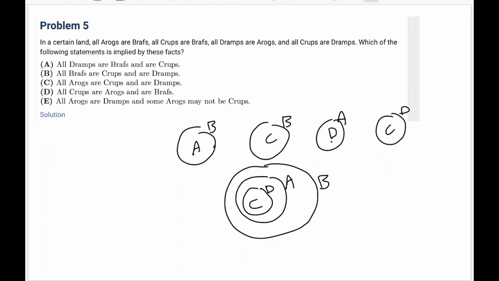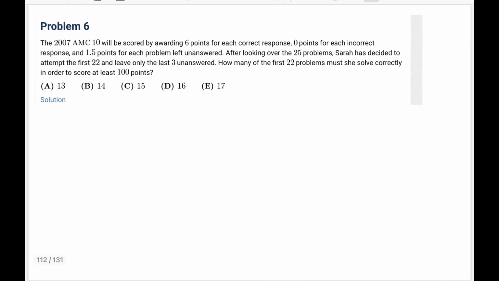Which of the following statements is implied by these facts? All drams are breaths, yes, and our crops, no, not crops. So A is wrong. All breaths are crops and are drams, no, it's wrong. All arrows are crops and are drams, no, it's wrong. All crops are arrows and are breaths, yes. D is correct.